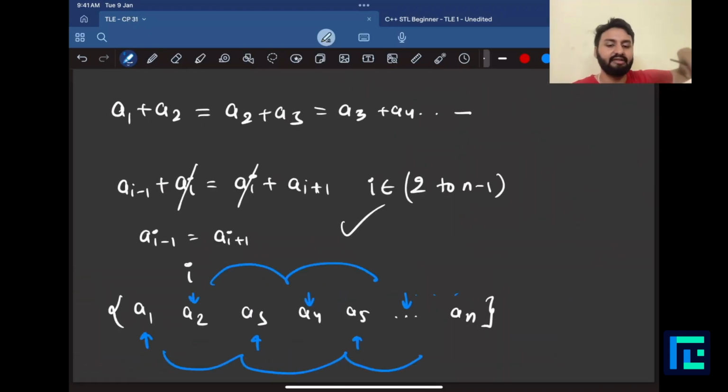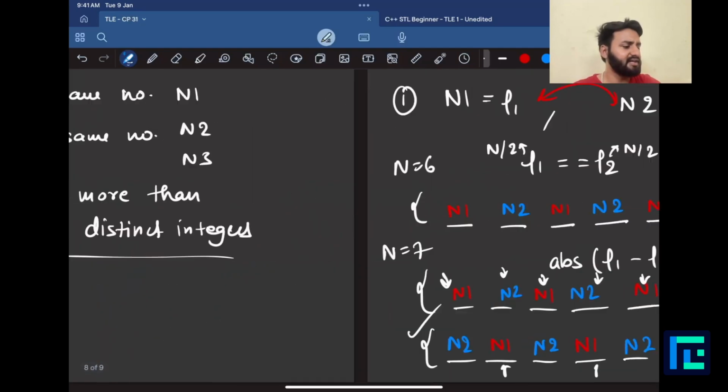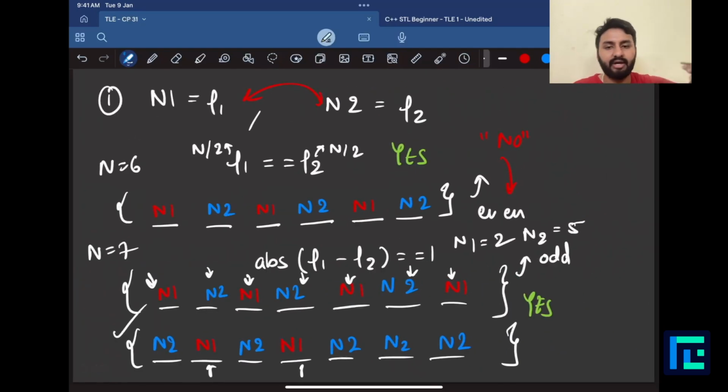We want A1, A3, A5, and so on numbers to have the same value, and A2, A4, A6, and so on numbers to have the same value. This idea comes from the observation that I was able to identify even and odd positions, and this is where I bifurcated my whole situation. If you are able to picture what happens when you have an odd sized array and an even sized array, then the idea of equal frequencies, or an absolute frequency difference equal to 1, becomes very clear. So this is all that we had to discuss in the problem.